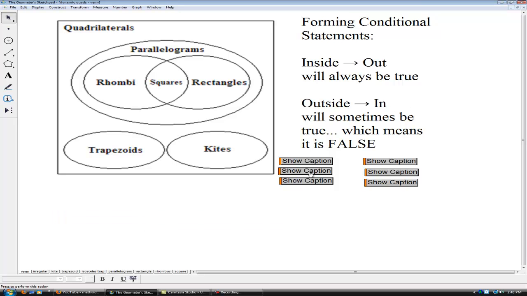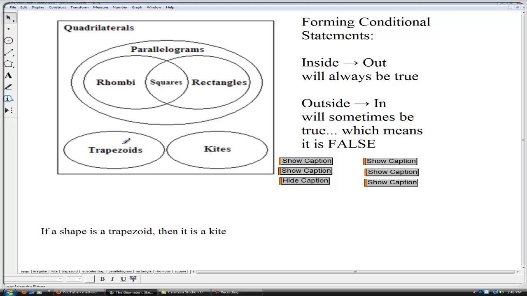And let's take a look at a couple more conditional statements. So let's determine the truth value of this statement. If a shape is a trapezoid, then it is a kite. Well, if I'm going from one subset to another and they have no intersection at all, then this implies that a trapezoid cannot be a kite and vice versa. So this is never true, making it false.